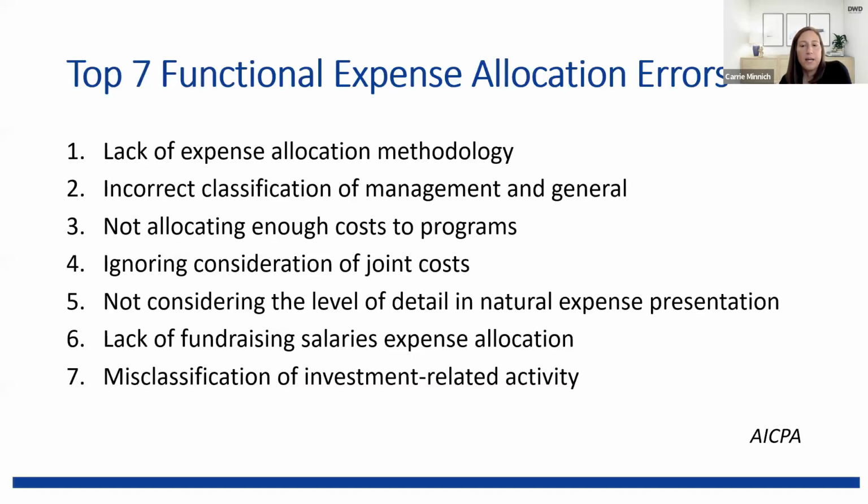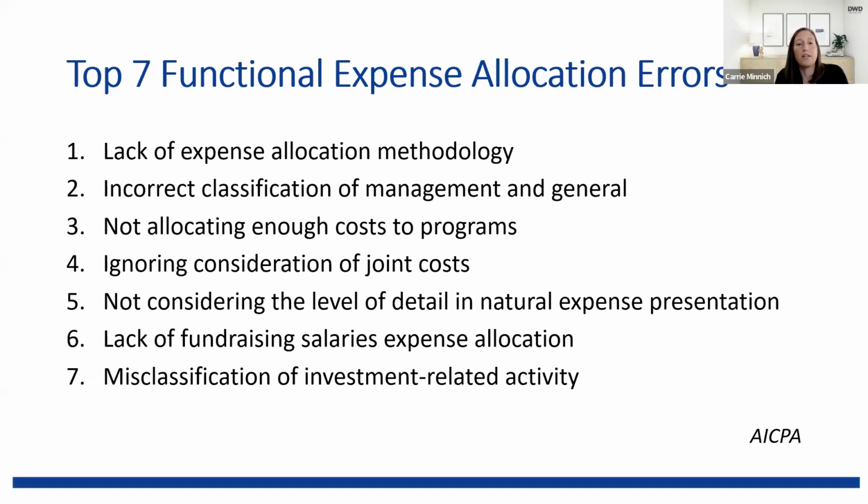The AICPA provided a good error summary of the top errors in allocating expenses. The first was the lack of expense allocation methodology. So again, making sure that you have a basis in place. Incorrect classification of management in general. So making sure that you are allocating expenses reasonably to program, management in general, and fundraising.